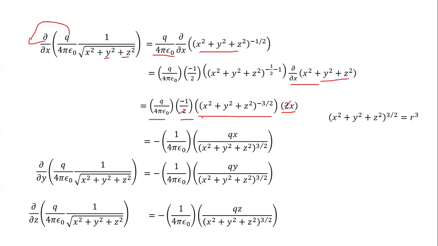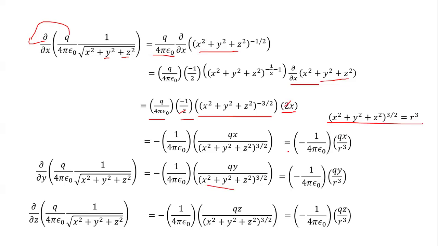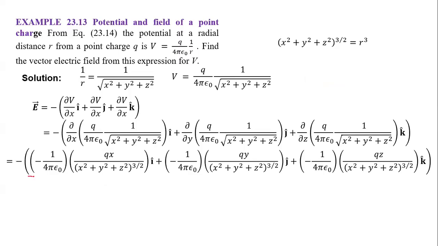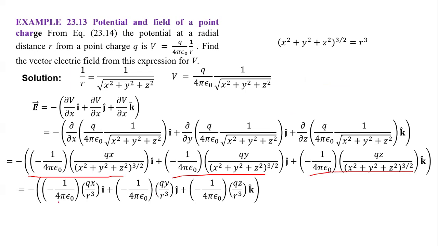If we take this one to be r cubed, then what will happen to this term is 1 over 4 pi epsilon naught times q x over r cubed, and so on. Okay, and then we're going to plug this back in here. So it will become 1 over 4 pi epsilon naught q x over r cubed i hat, plus 1 over 4 pi epsilon naught q y over r cubed j hat, plus 1 over 4 pi epsilon naught q z over r cubed k hat. Okay?